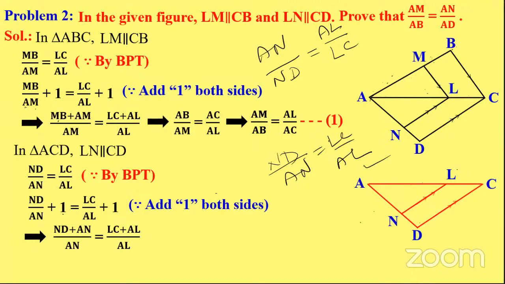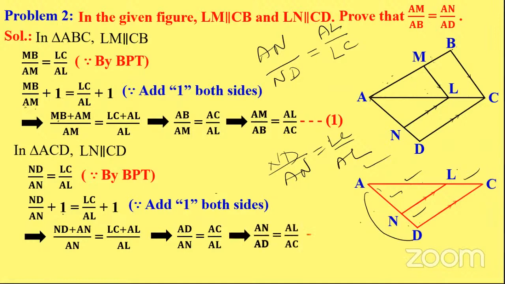These are ND and AN in the picture. This is ND, this is AN. Their total is AD. Next, AL plus LC, their total is AC. So therefore AD by AN is equal to AC by AL. Reverse both: AN by AD is equal to AL by AC.